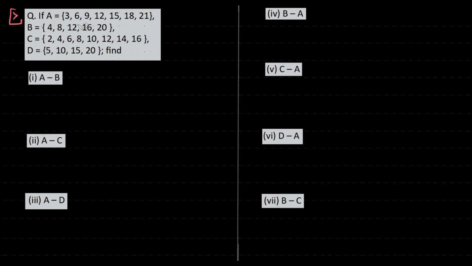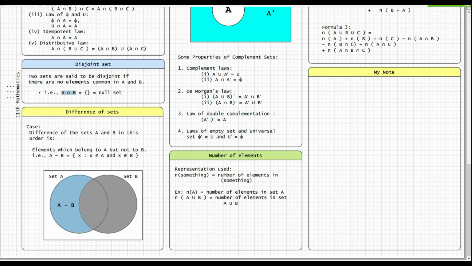If A, B, C, D are the following set of elements, then we have to find the difference, A minus B and A minus C and so on and so forth. What is the idea of difference? The basic funda is that whatever is present in the first set but not in the second set has to be written. So basically this region is what we are looking at.